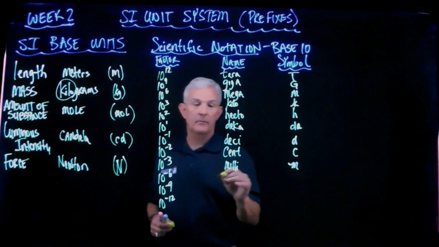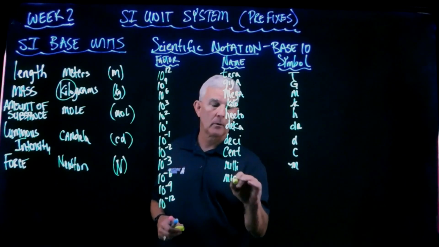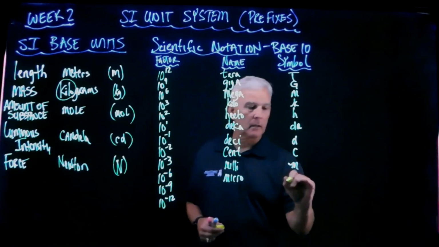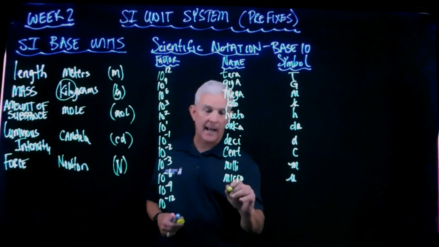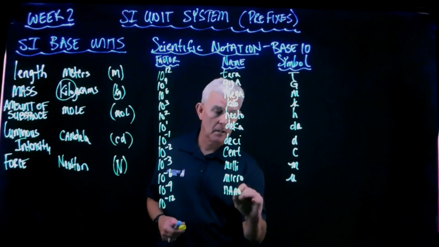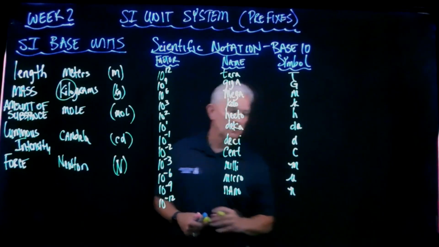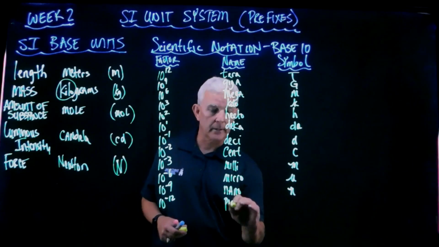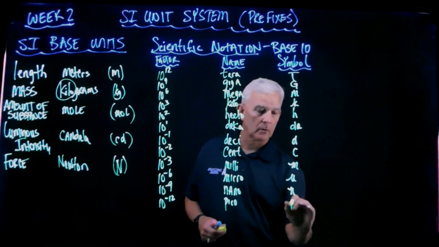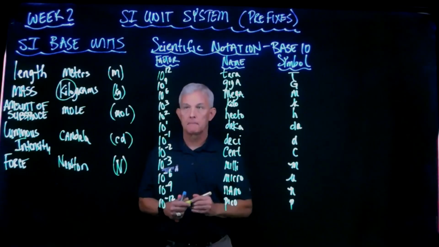10 to the negative 6 is micro. Here we use a subscript u, or a mu as for it. 10 to the negative 9 is a nano, we use a descriptive n, and then 10 to the negative 12 is a pico, and we use a p. All right?